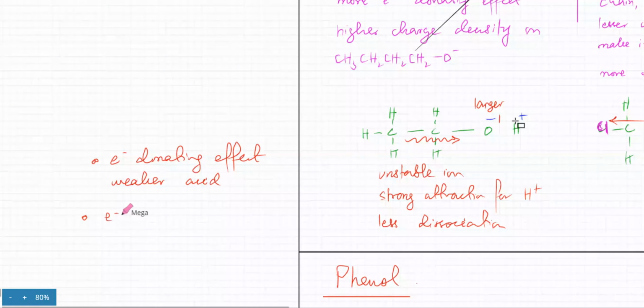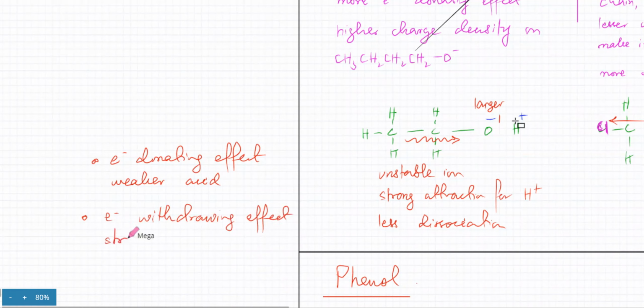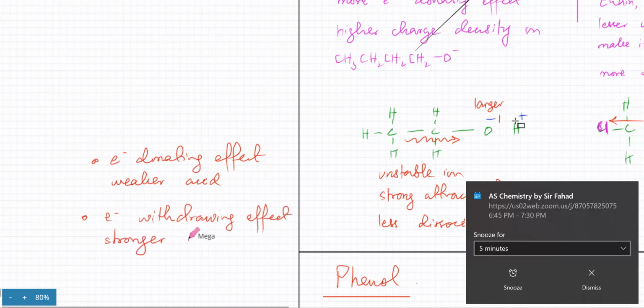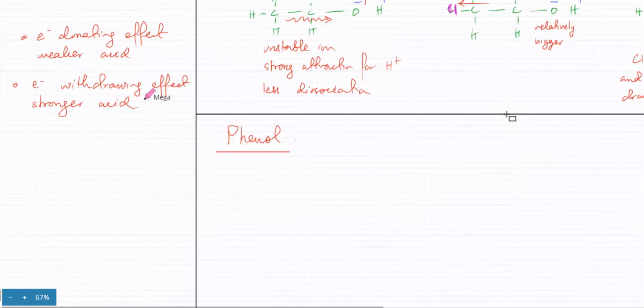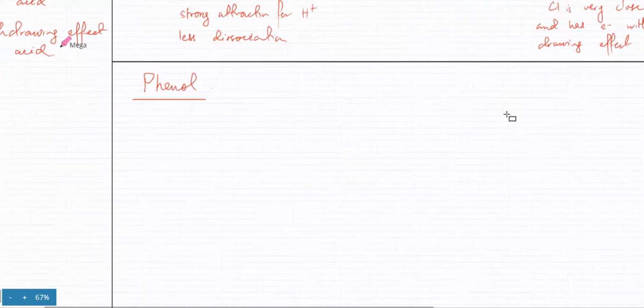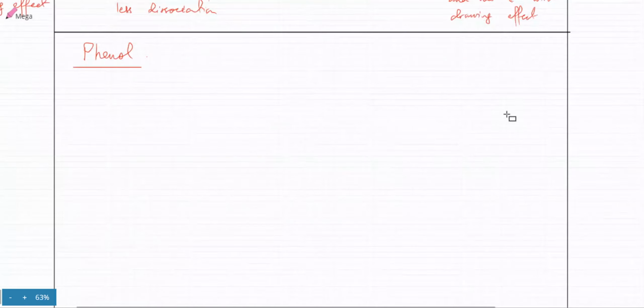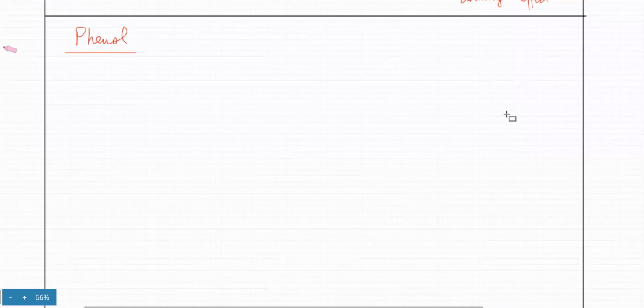And vice versa, if you have an electron withdrawing effect, ठीक है, electron withdrawing effects, they make the acid much stronger. So the whole concept is this. ठीक है, I've explained to you what the background is. So coming back to phenols, okay, what's going on in phenols?